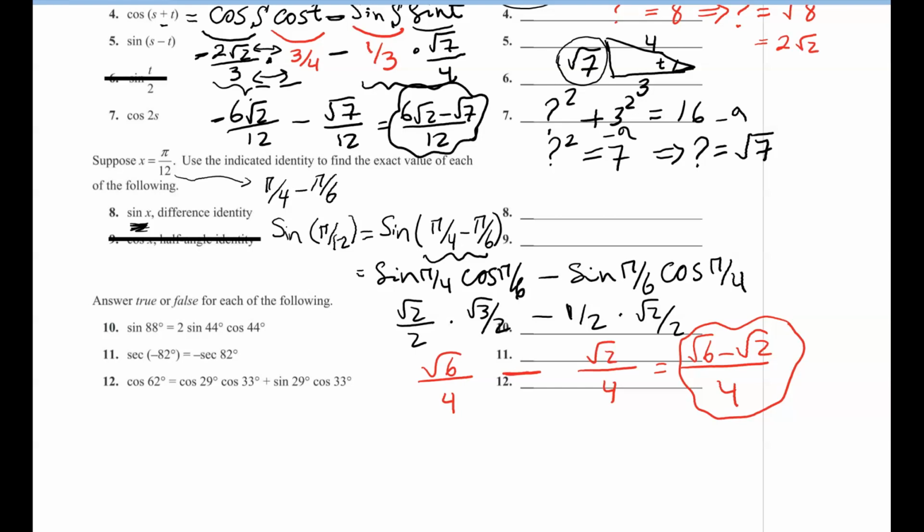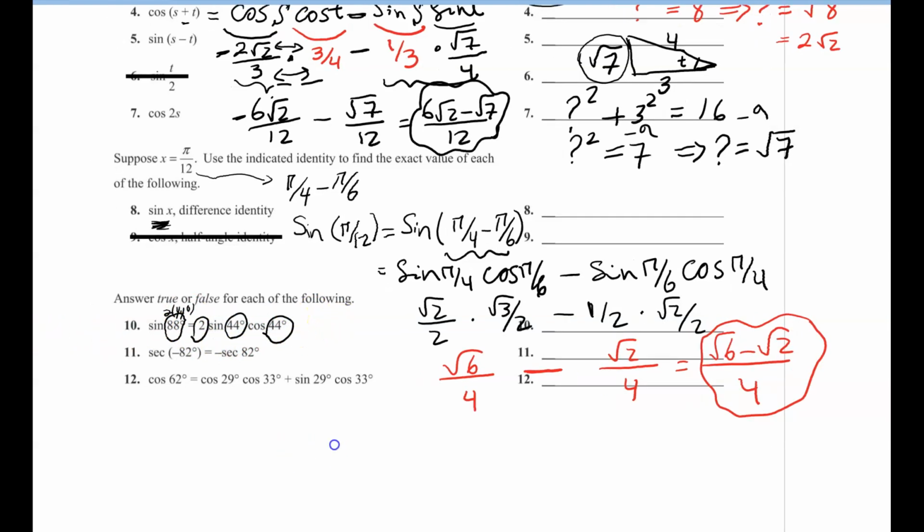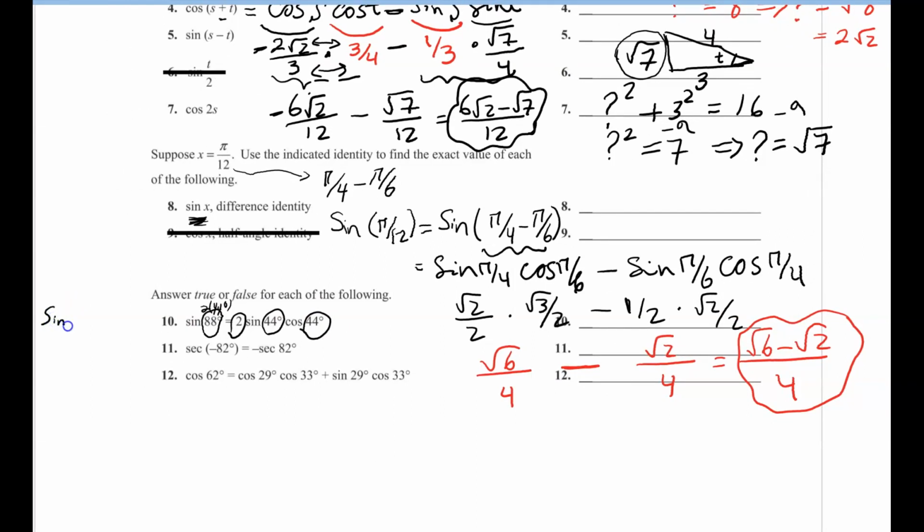So for the true or falses here, just think about the rules you had up to this point. So let's see if it applies. Sine of 88 is the same thing as sine of 2 times 44 degrees. The double angle of sine is 2 sine theta cosine theta. So using the rule sine 2 theta is 2 sine theta cosine theta, in this case theta is 44 degrees. So that's why it's true.